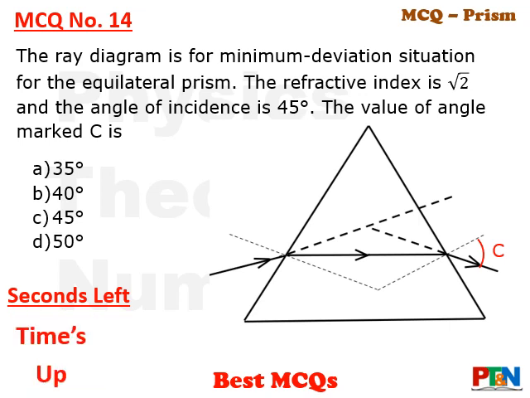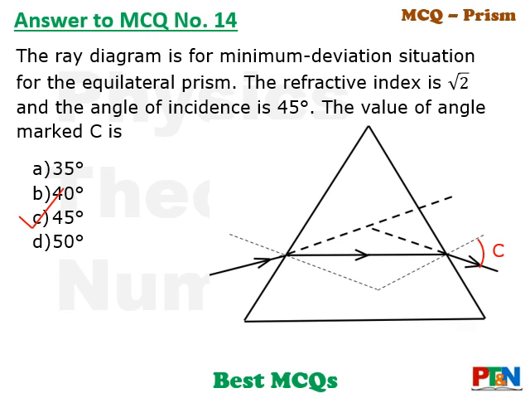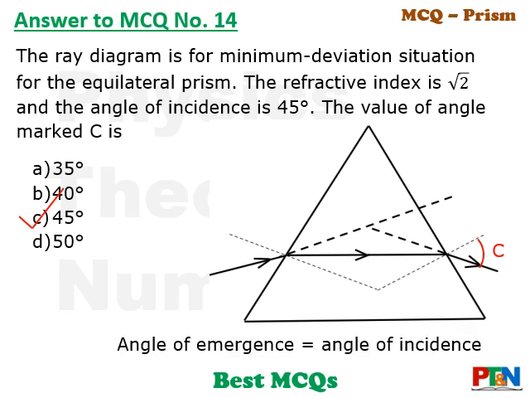Time's up. Let's see the answer. The answer is option C. Easy. We know angle of emergence is equal to angle of incidence. So angle of incidence has been given as 45 degrees. So angle of emergence also will be 45 degree.